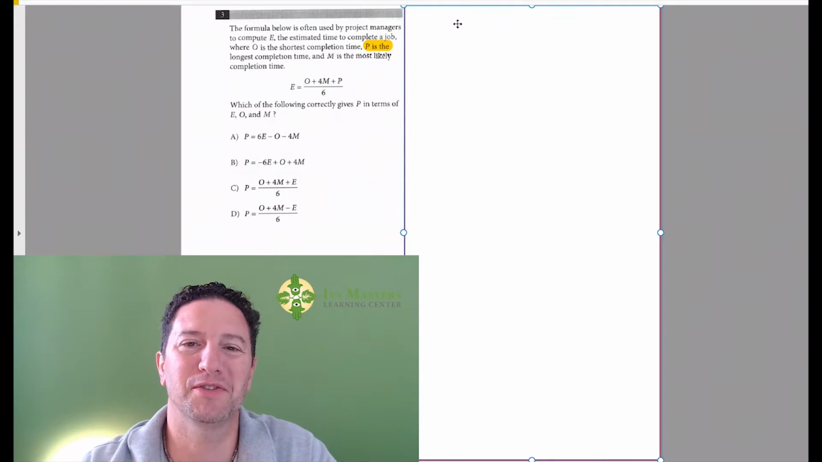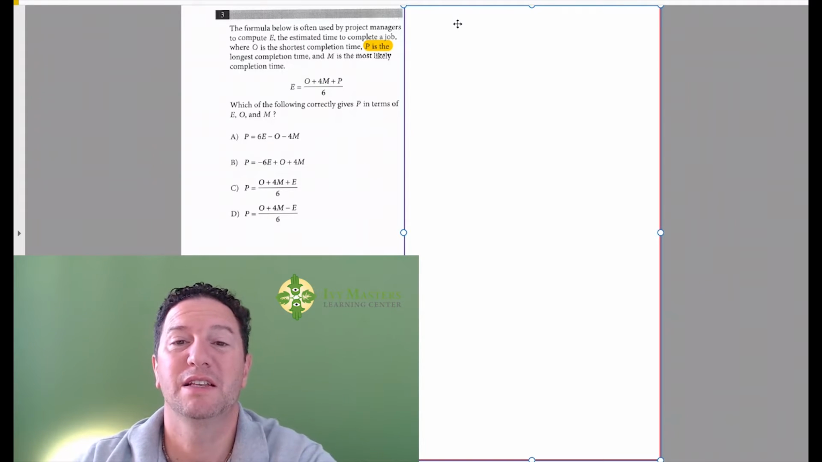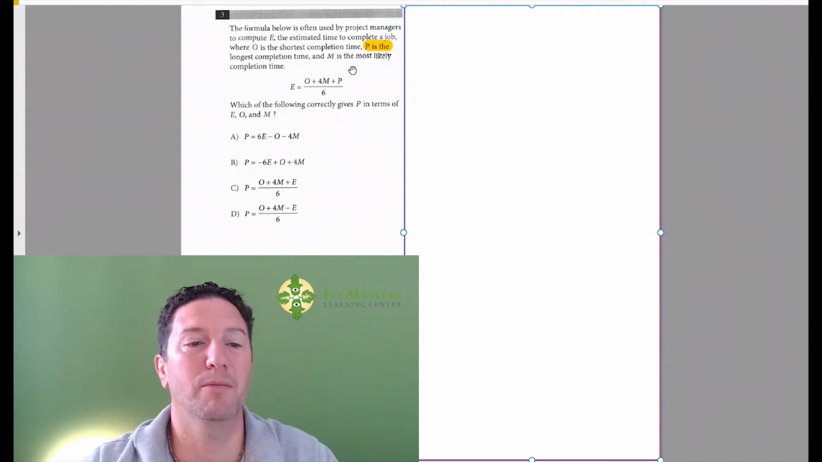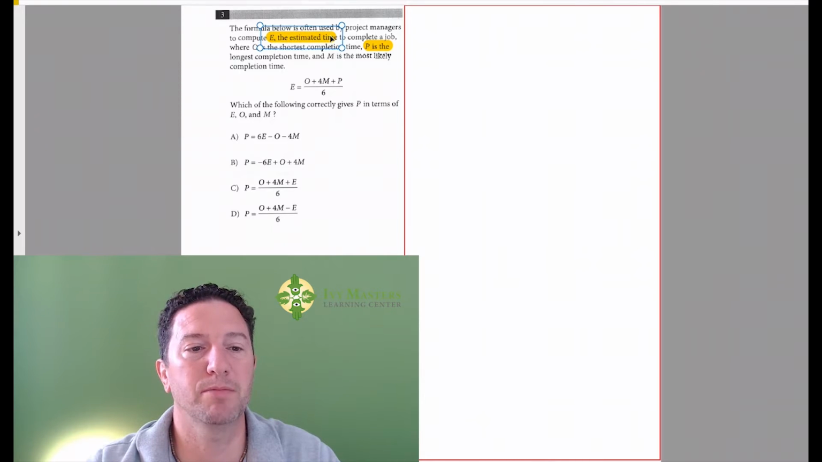ivmasters.learning7 at ivmasters.com. And today we're going to look at Test 8, Section 3, Number 3, which reads, the formula below is often used by project managers to compute E, the estimated time to complete a job, where O is the shortest completion time, P is the longest completion time, and M is the most likely completion time. And then you get the formula and it says which of the following correctly gives P in terms of E, O, and M. If "in terms of" screws you up, just cross it out, ignore it.